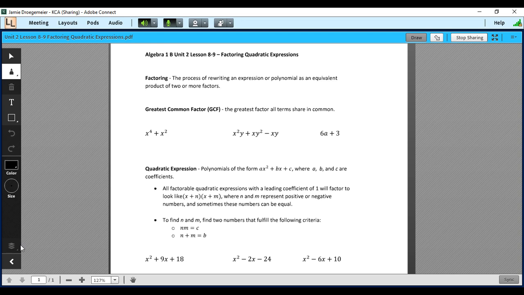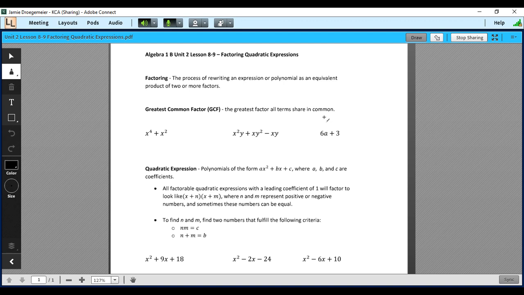So basically we are rewriting. Another way of thinking of it is we're kind of doing some division here, but we'll look at some examples and how that works with polynomials and specifically quadratic expressions, which we'll talk about in just a moment. One other term I want to mention is greatest common factor. You should be familiar with that from past math classes. The GCF is the greatest factor that all terms share in common.